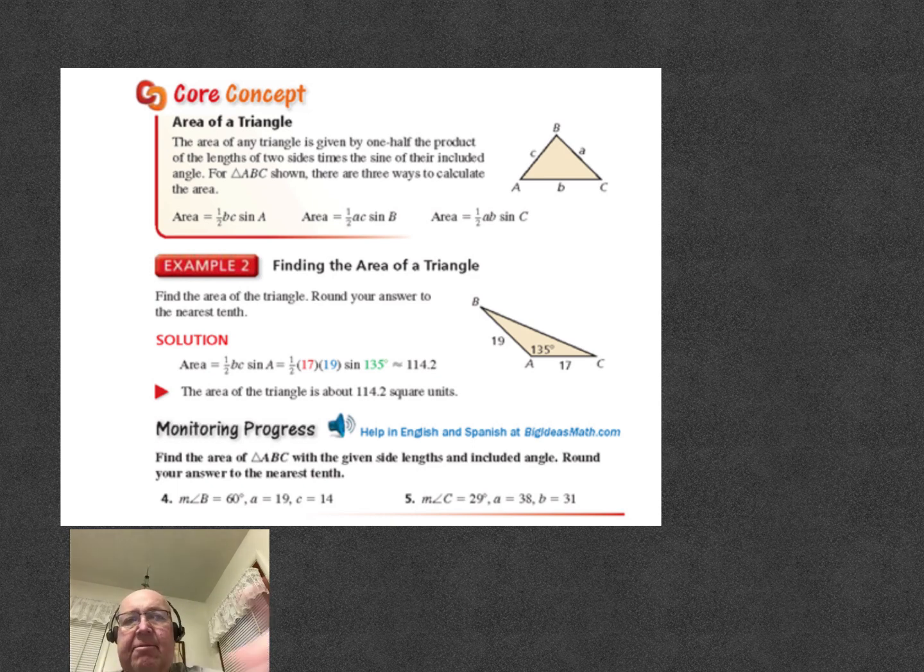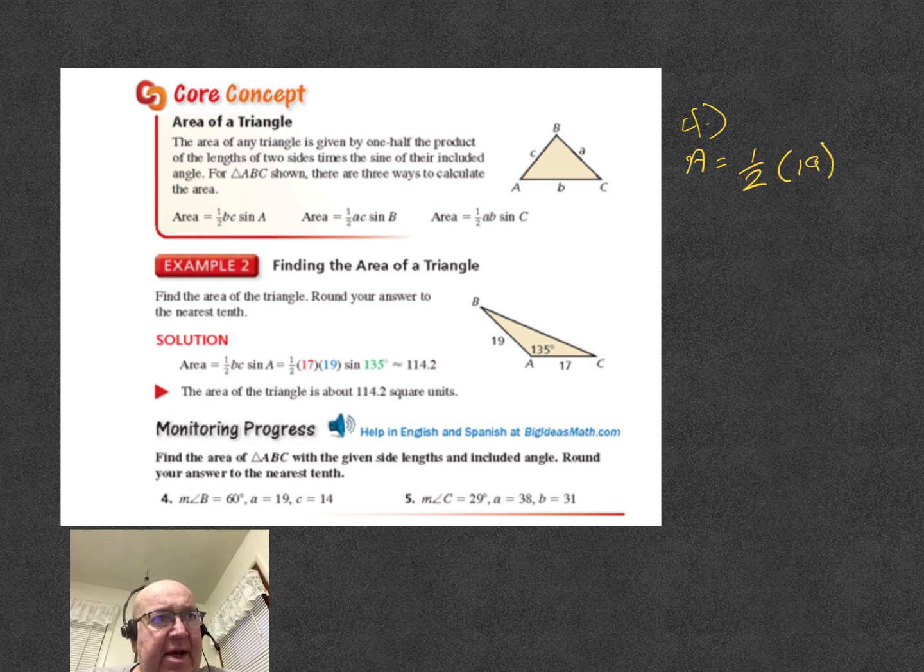So in example 4, we have an angle of 60 degrees. So the area of number 4 is going to be equal to 1/2 times 19 times 14 times sine 60. And put that into a calculator, and we're going to get about 115.2 units squared, or square units, however you want to put it.